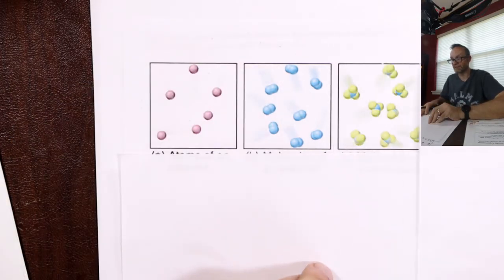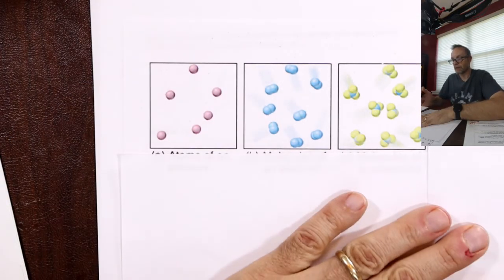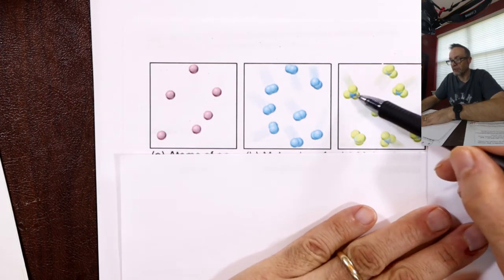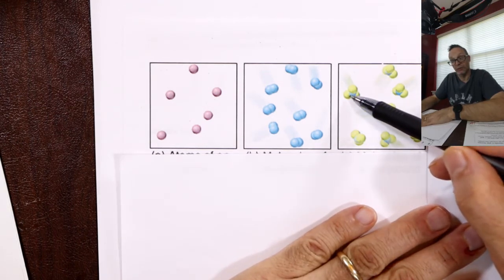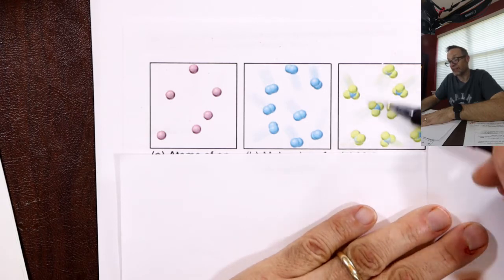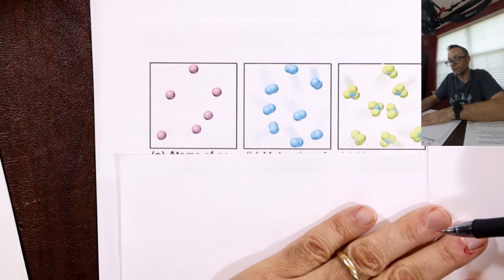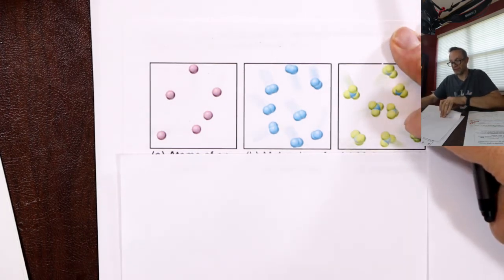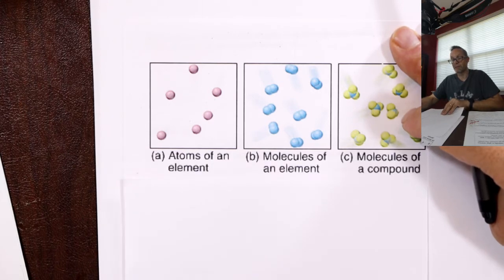Next one. What's that one doing? Well, it's got an atom surrounded by three others of the same type, so it's a 1 to 3 ratio. So it's a compound, fixed ratio, different types of atoms. They're a gas because again they're well separated. What is it? It's a molecular compound, or molecules of a compound.